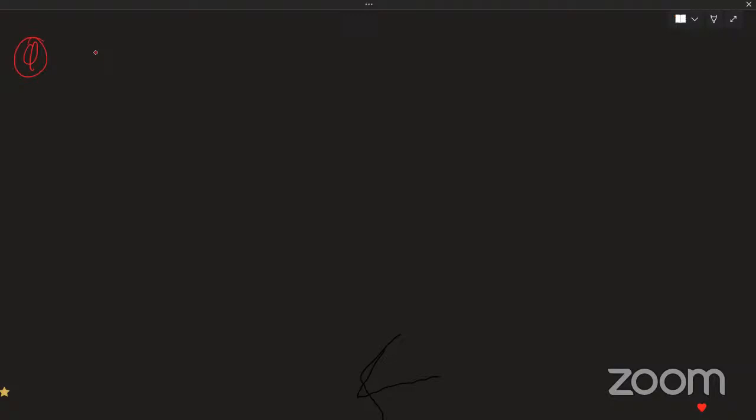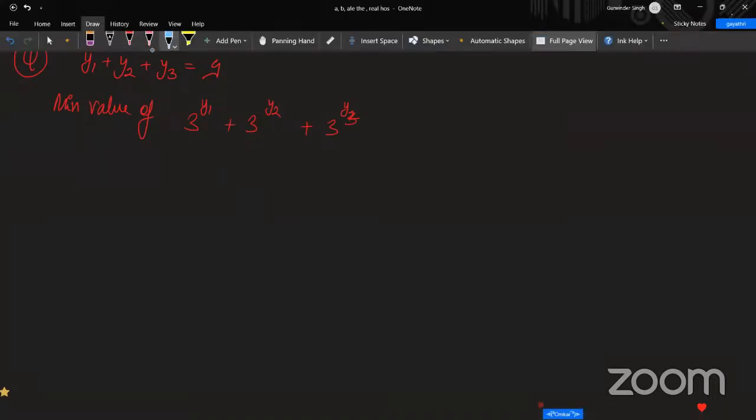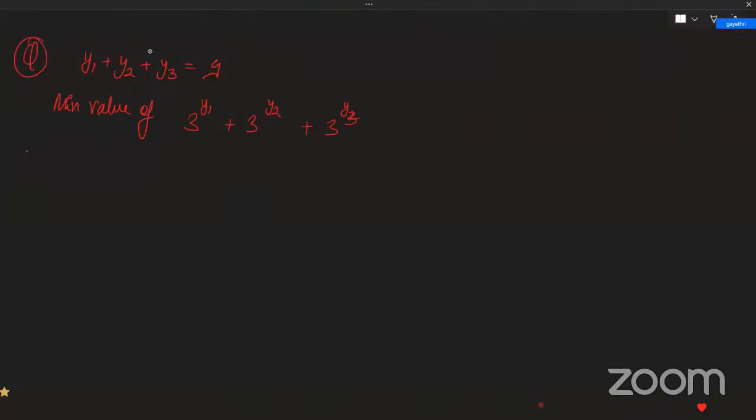Okay, great. So just a few more questions. It is giving me that y1 plus y2 plus y3 is equal to 9. And it is asking me the minimum value of 3 raised to y1 plus 3 raised to y2 plus 3 raised to y3. Can you help me? How should we approach this? Anyone?